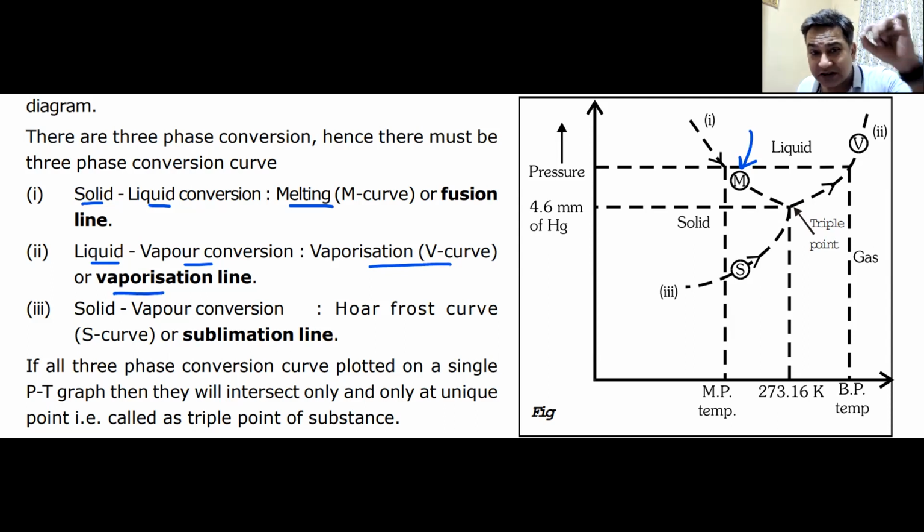You will have to remember this diagram very carefully. Where is the V graph? This is the V graph. I hope you can all spot it. Then I have straight away from solid to vapor, which we call sublimation, the S graph.